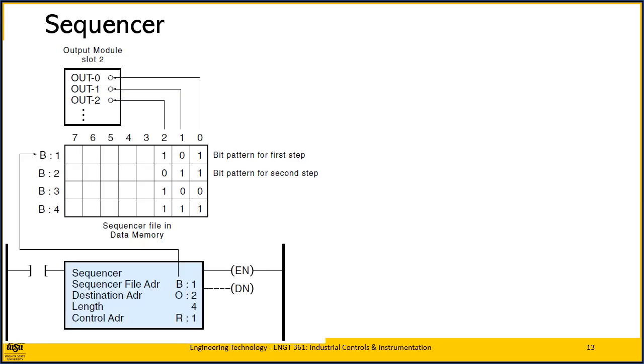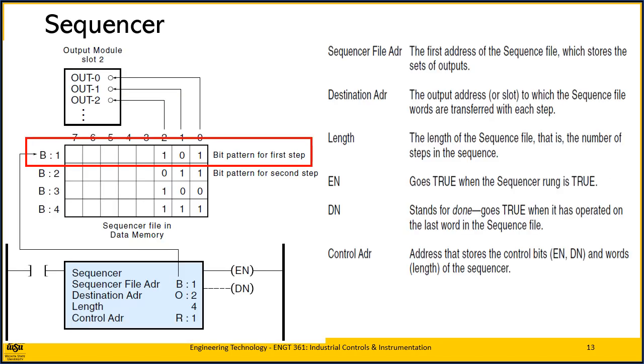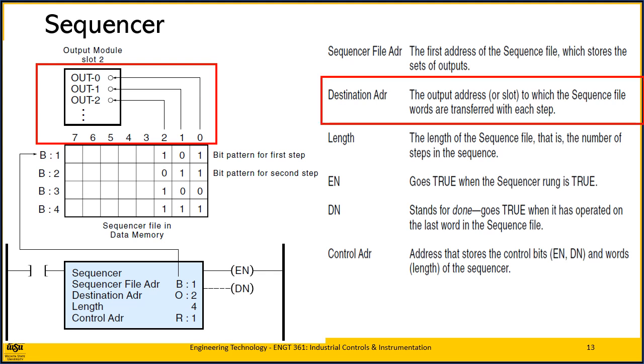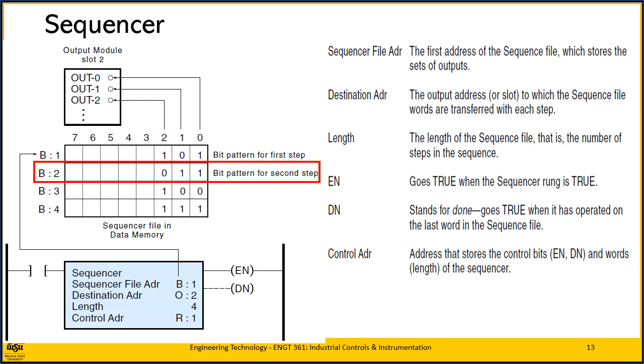This drawing shows the PLC sequencer instruction. Operation is as follows. The desired output bit pattern for each step are stored sequentially as words in memory. As usual, each bit in the word corresponds to a specific terminal of the output module. The output destination is defined in the destination address. Every time the sequencer instruction steps, it connects the next output pattern in memory to the designated output module.